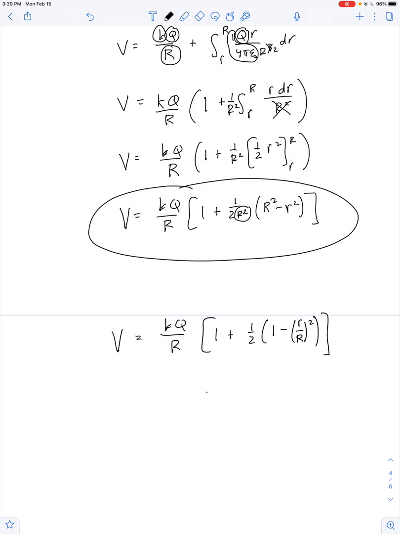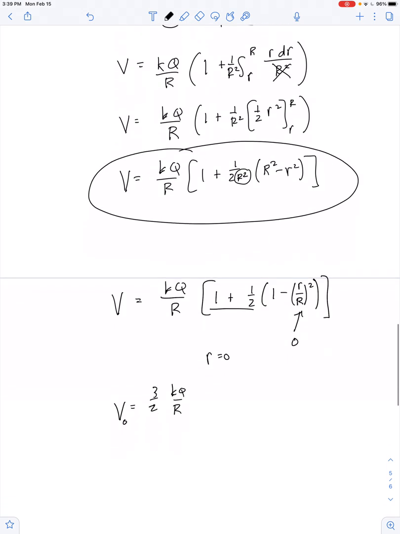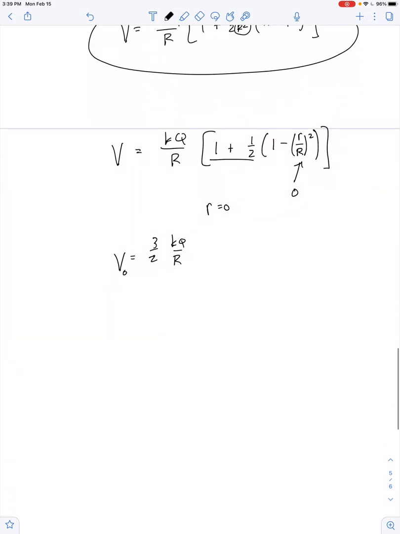So when we're at r equals 0 at the very center, then this whole term goes to 0. And then we just have 1 plus 1/2. So we would have V at the center is equal to 3/2 KQ over R. And I think you've seen that before in one of my previous video lessons. So that's nice to see that it agrees with a derivation we've already done before.